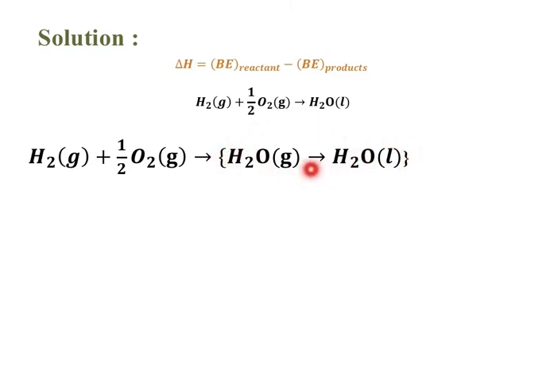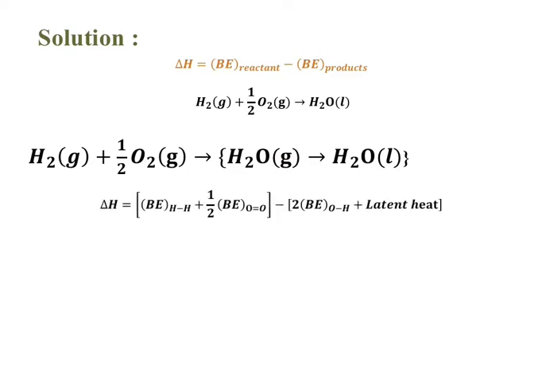So we have to calculate the total enthalpy of the reaction. For calculating the total enthalpy of reaction, we have to calculate the sum of all bond energies of all reactants minus the sum of bond energies of all products. Here there are two reactants, H2 and O2. So the total enthalpy is the bond energy of the reactants, that is H-H, and the bond energy of oxygen.